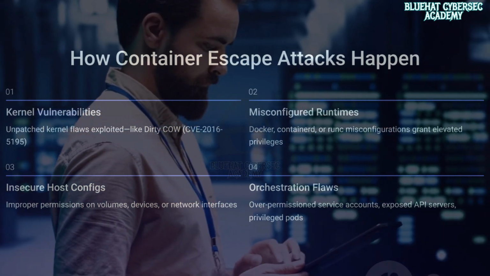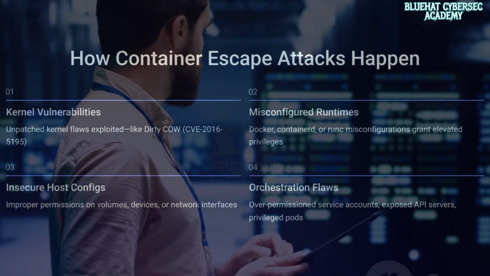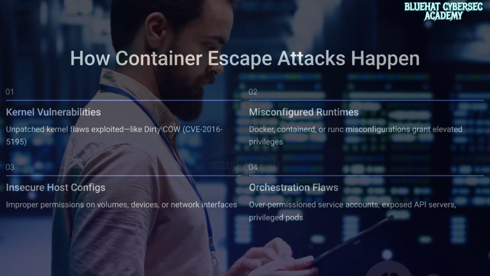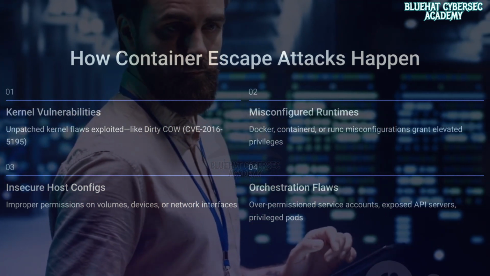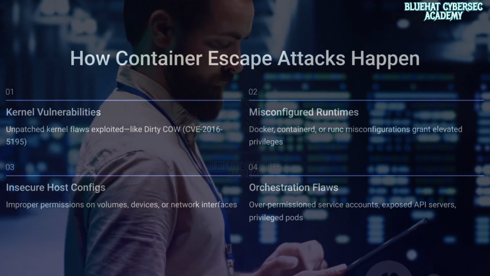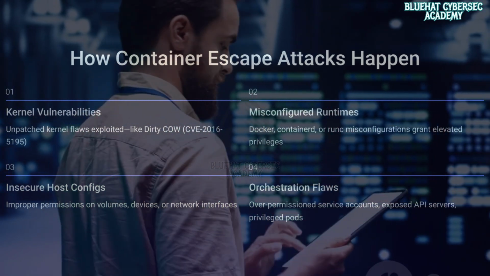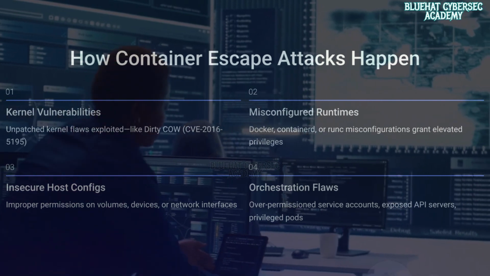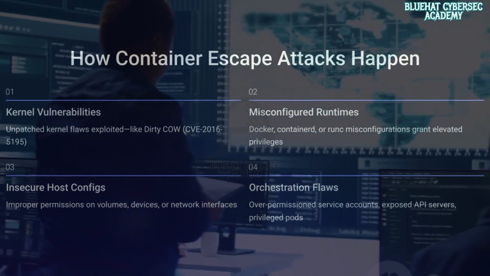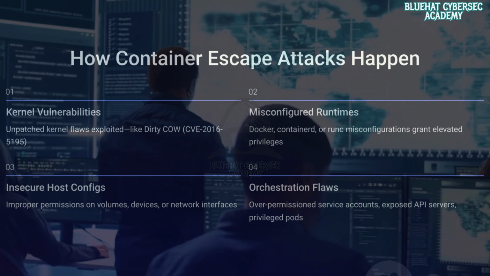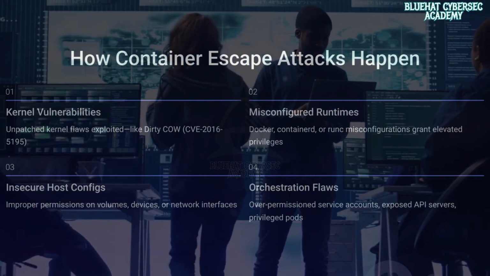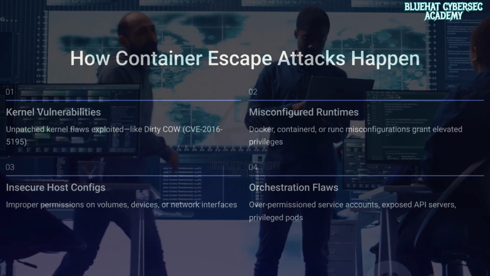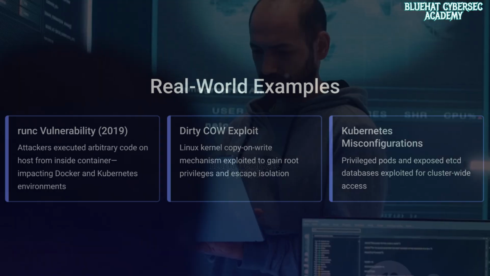Third, insecure host configurations can provide attackers with an escape path. Improper permissions on host volumes, devices, or network interfaces can allow attackers to manipulate system resources and leave the container environment. And fourth, even in Kubernetes, attackers can exploit orchestration misconfigurations. Over-permissioned service accounts, exposed API servers, or privileged pods running with host access can all become vectors for escape attacks.